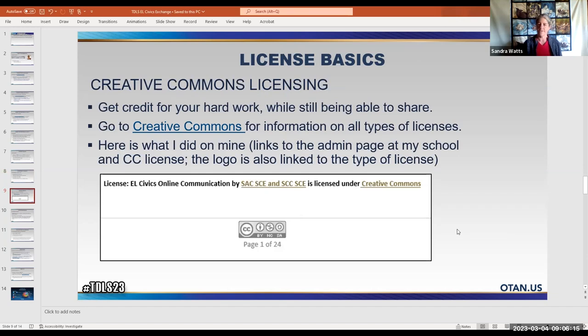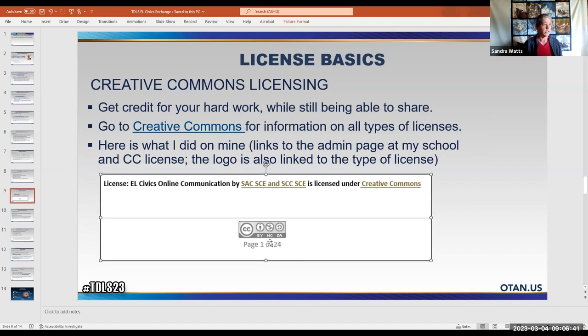Okay, so licensing. This is part of the requirement. OTAN and CASAS require that you have a Creative Commons license on your material. Okay, this is to protect everybody, basically. Again, there's a link here in the presentation to Creative Commons. They make it pretty easy just to pick a license.